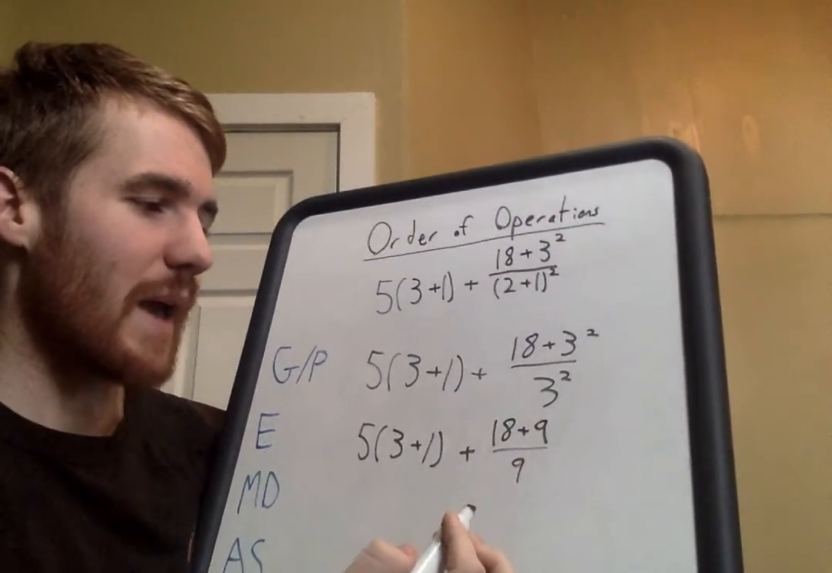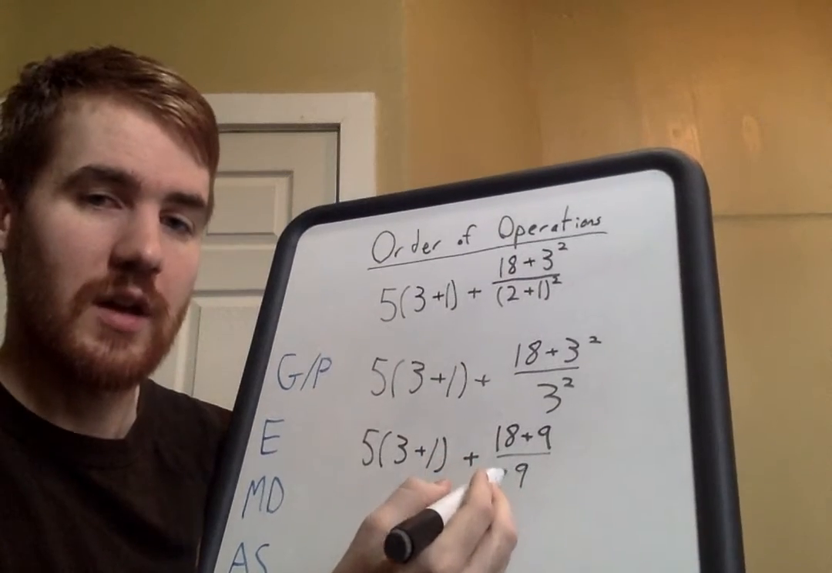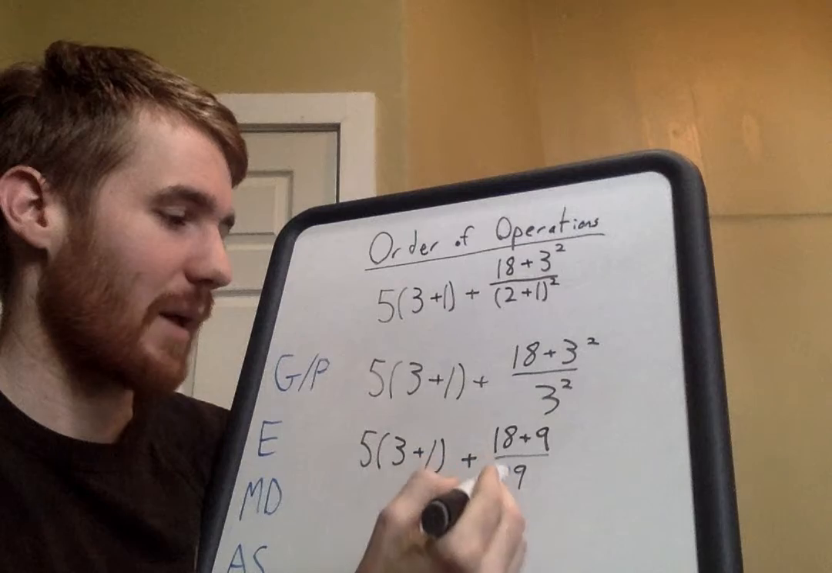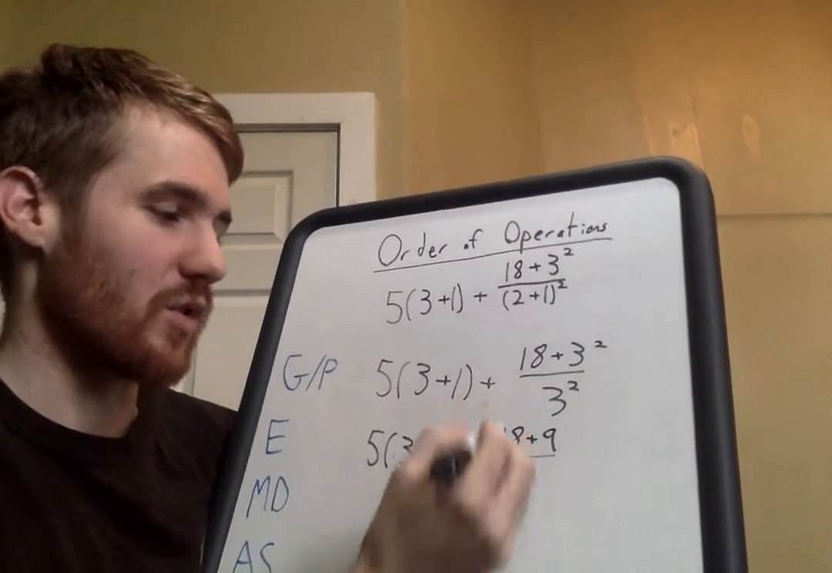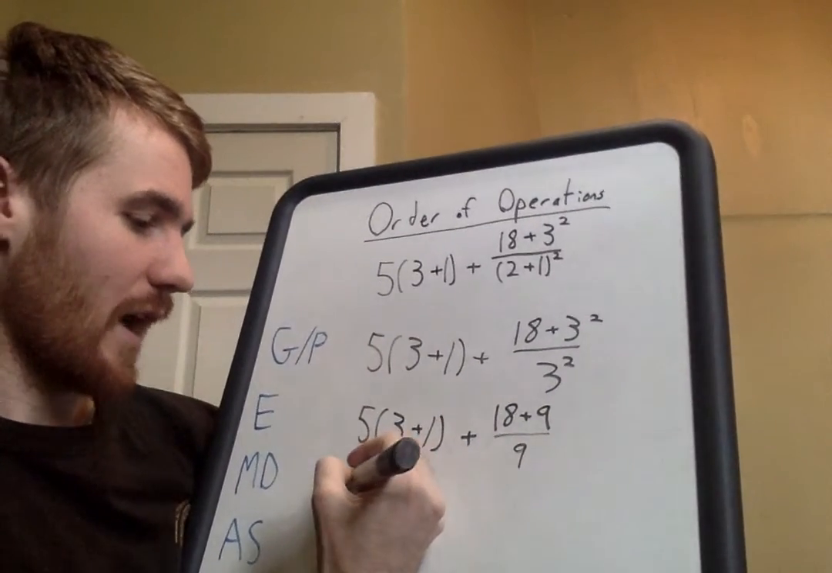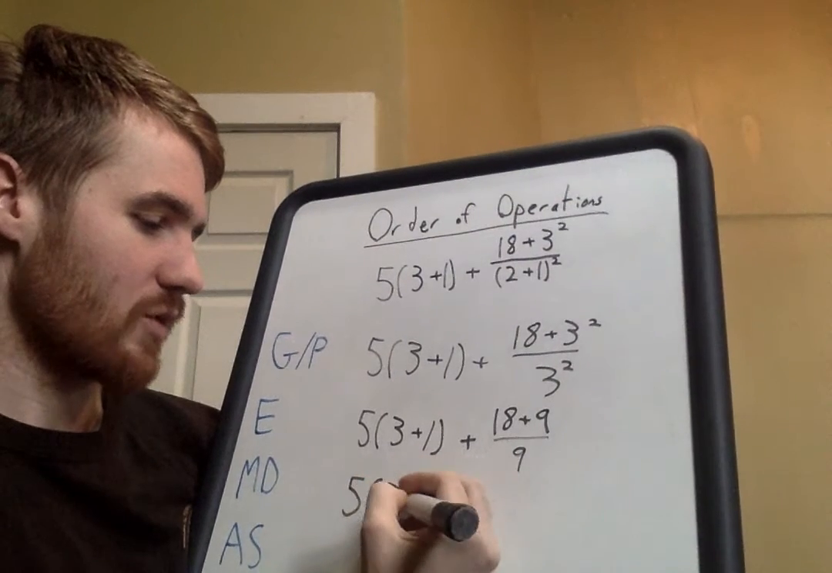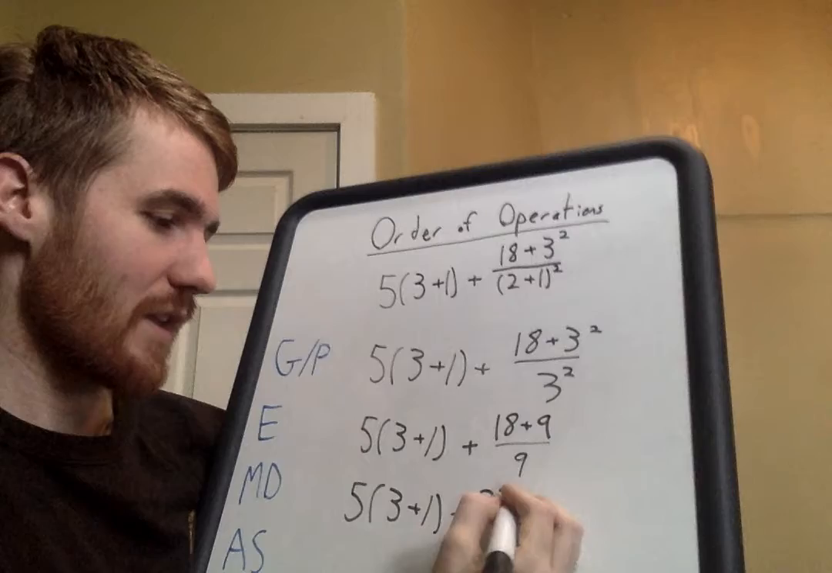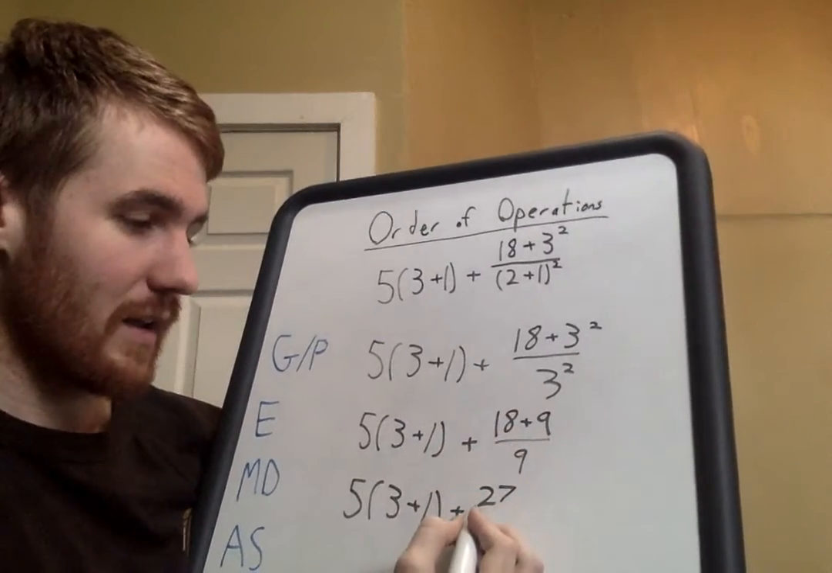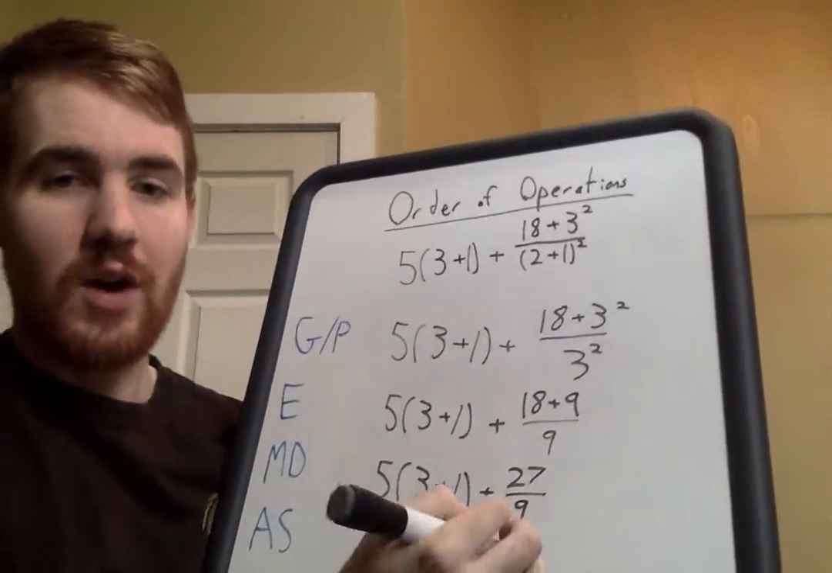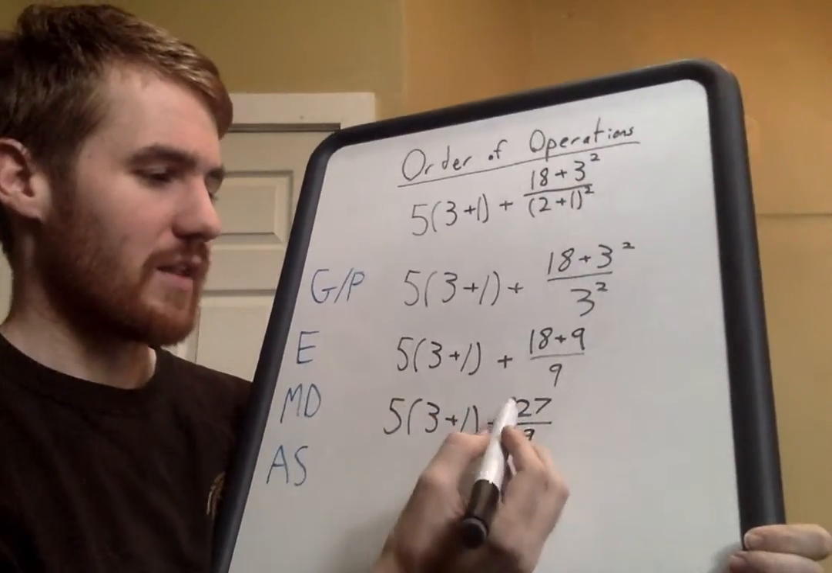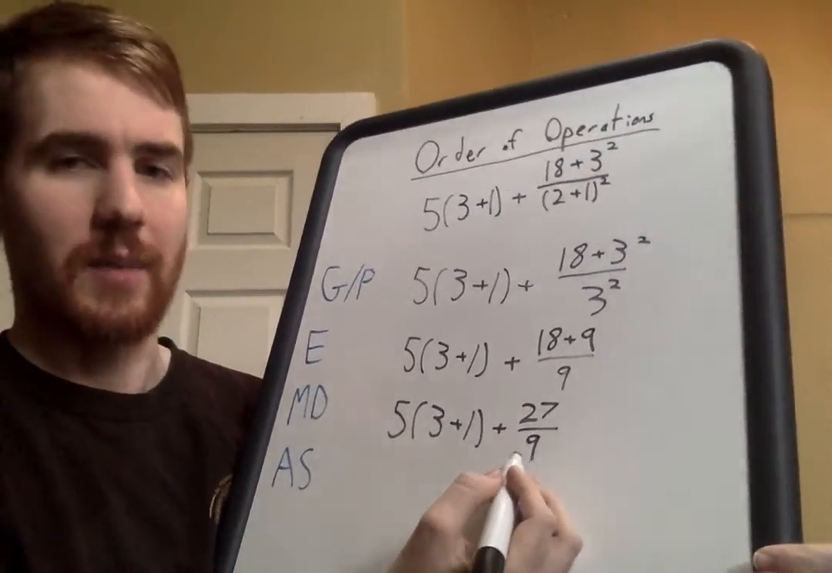Now, this is where you may want to divide these first. But again, remember, this is like a grouping symbol. We have to take care of everything on the top and everything on the bottom, and then we can do the division. So, now we have 5 times 3 plus 1 plus 27, which is just 18 plus 9, divided by 9. So now we've simplified this down. We've simplified everything on the top and everything on the bottom.